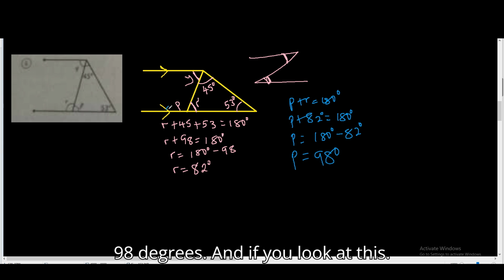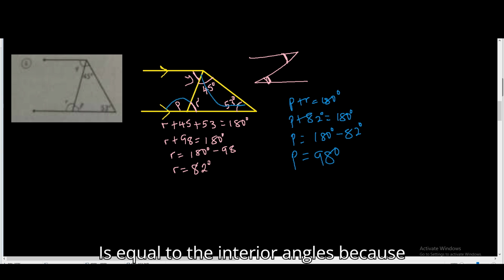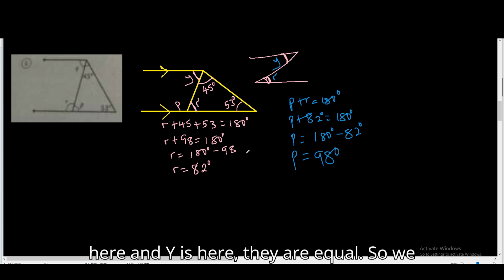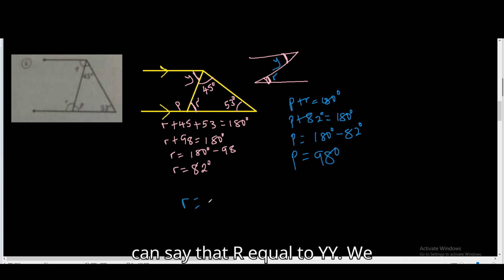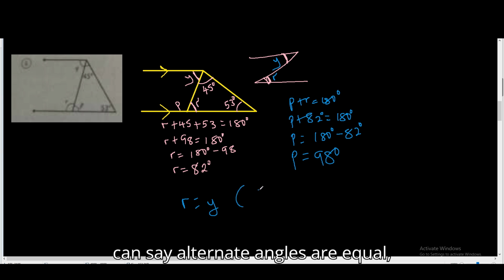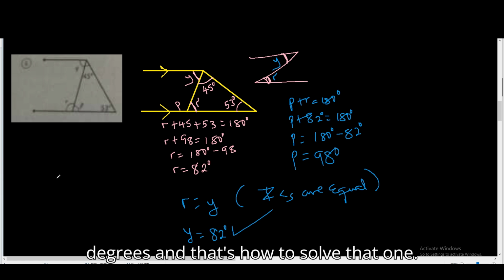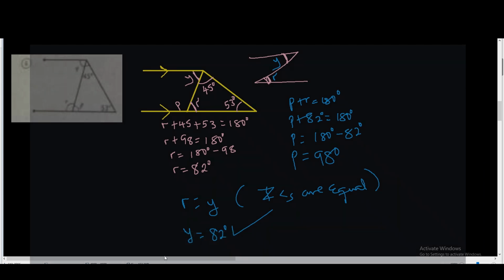And if you look at it, the interior angle equals the exterior angle. Since we found R is here and Y is here, they are equal. So we can say that R equals Y, because alternate angles are equal. So Y must be 82 degrees, and that's how to solve that one. We're going to continue shortly.